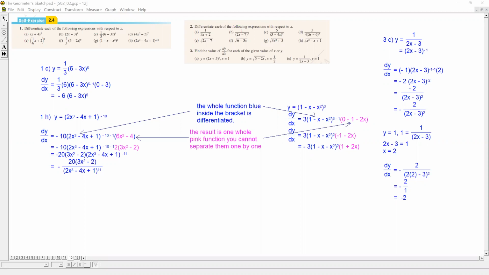Now we come back to this one. So next time when you see a function of this type, 1 over something, if the function at the bottom consists of more than one term, you use the composite function. If the denominator has only one term, just the x only, then you don't have to use the composite function. You just use the normal, basic differentiation.